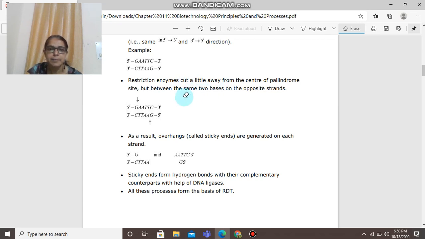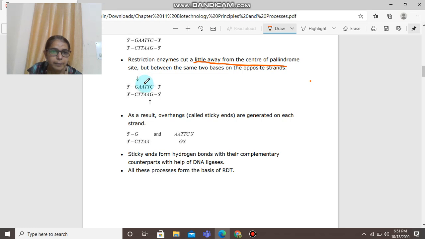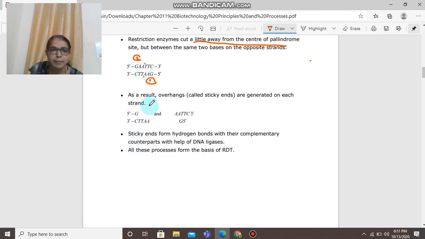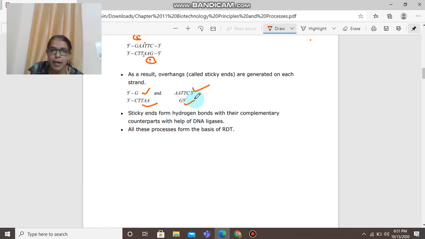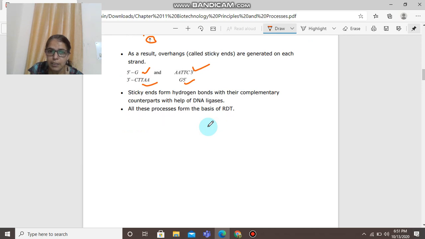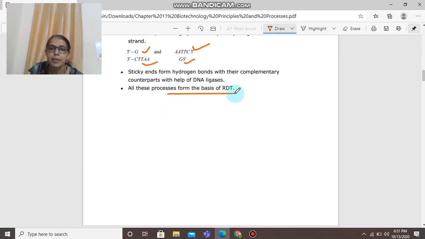Now the restriction enzyme doesn't exactly act at the center of the palindrome. It acts a little away from the center. This is the center, this is the center, but you see the restriction enzyme is not working at the center, it is working a little away. When these restriction enzymes act on the sequences, they attack between the G and A, so obviously G and the remaining part will separate. Similarly here, it is acting between G and A, so G and the remaining part will separate. As a result of this separation, these are known as the sticky ends. The sticky ends will get exposed. All these processes form the basis of the RDT, the recombinant DNA technology.